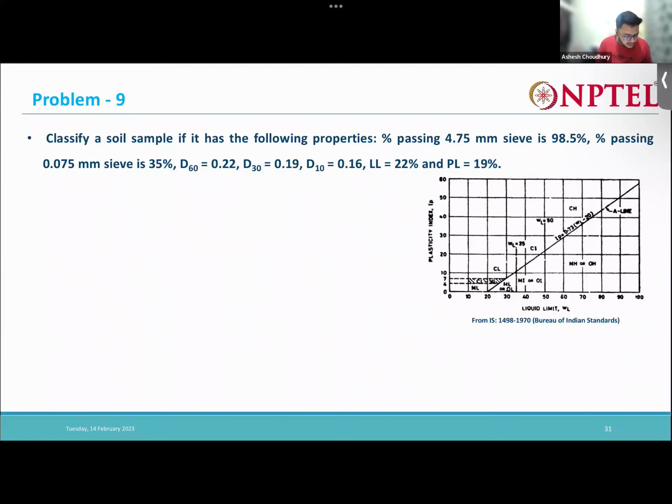So tell me first whether the soil is sand or fine soil. Why sand? Because 90 passing.